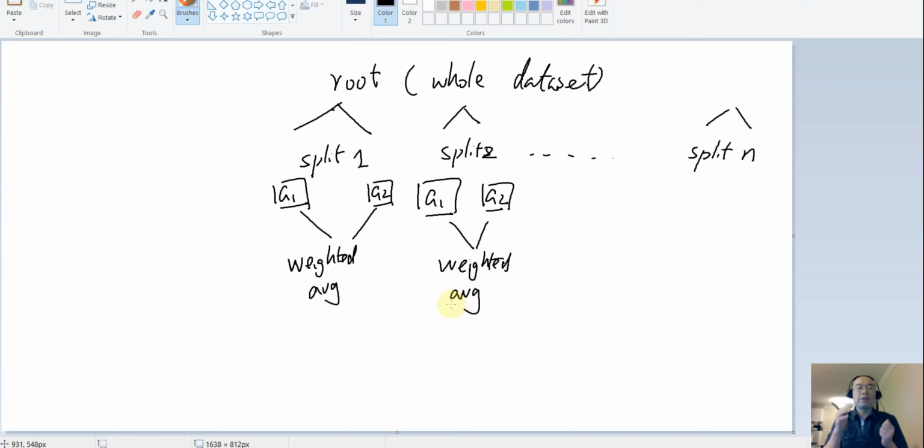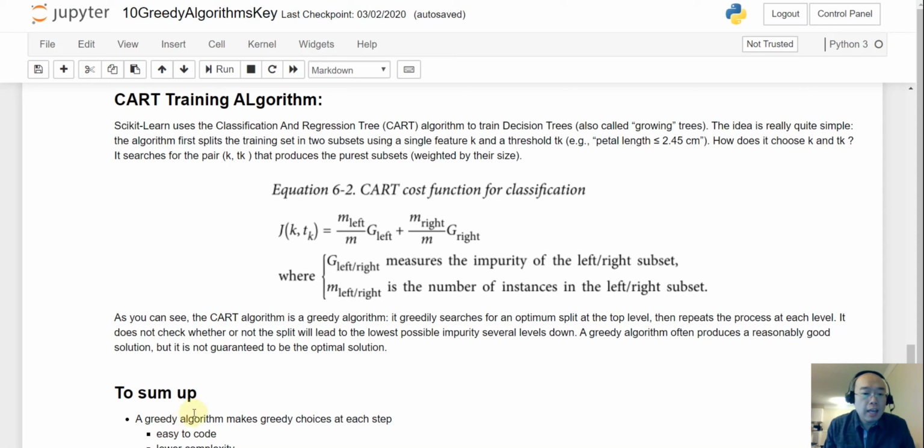After we have the weighted average of all the possible splits, how do we make the decision? We check the weighted averages, and eventually we pick the lowest weighted average, and that split is the split we are going to make. So what is that? That is indeed a greedy algorithm. On each node, not just the root, we try all the possible splits and make a greedy decision. The greedy decision is based on the weighted average Gini after the split. So the CART training algorithm itself is nothing but a greedy algorithm.